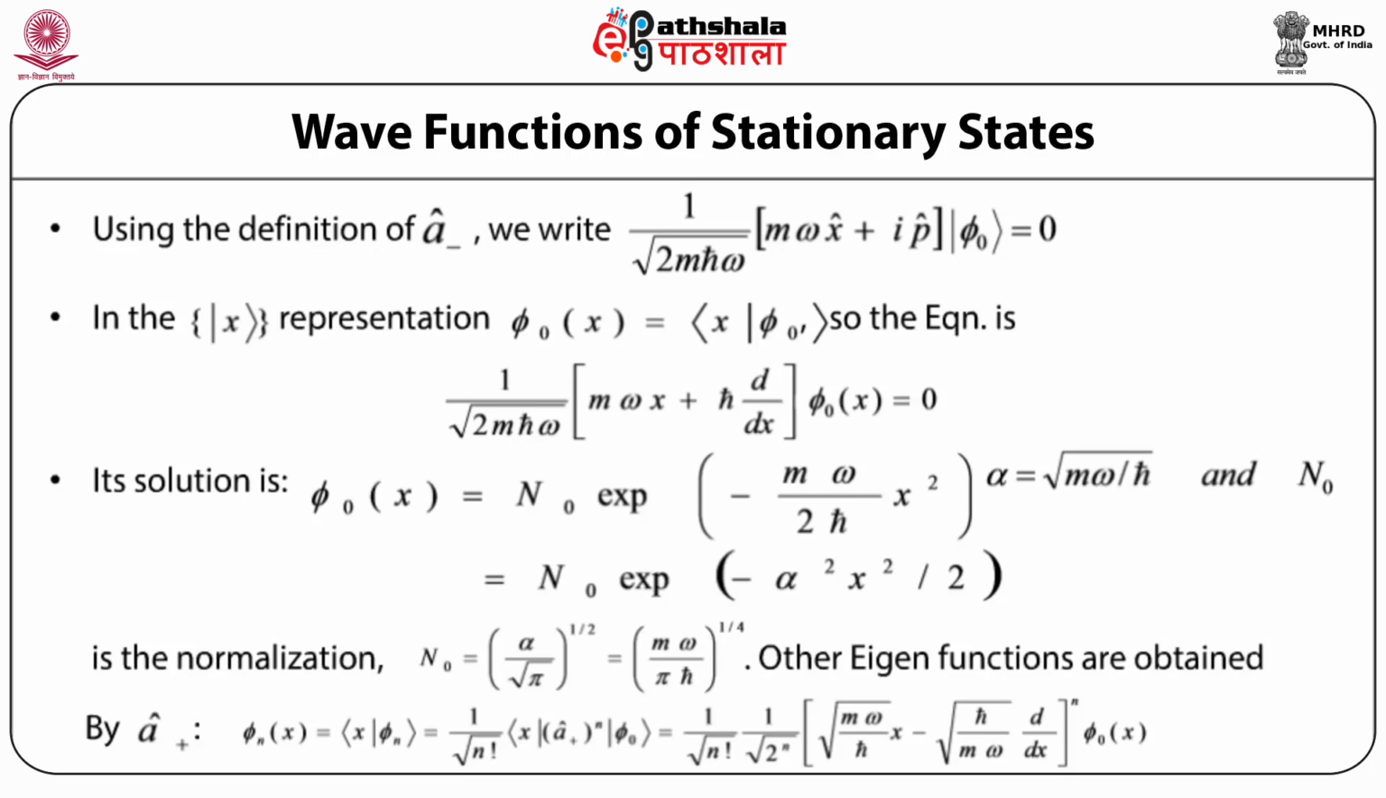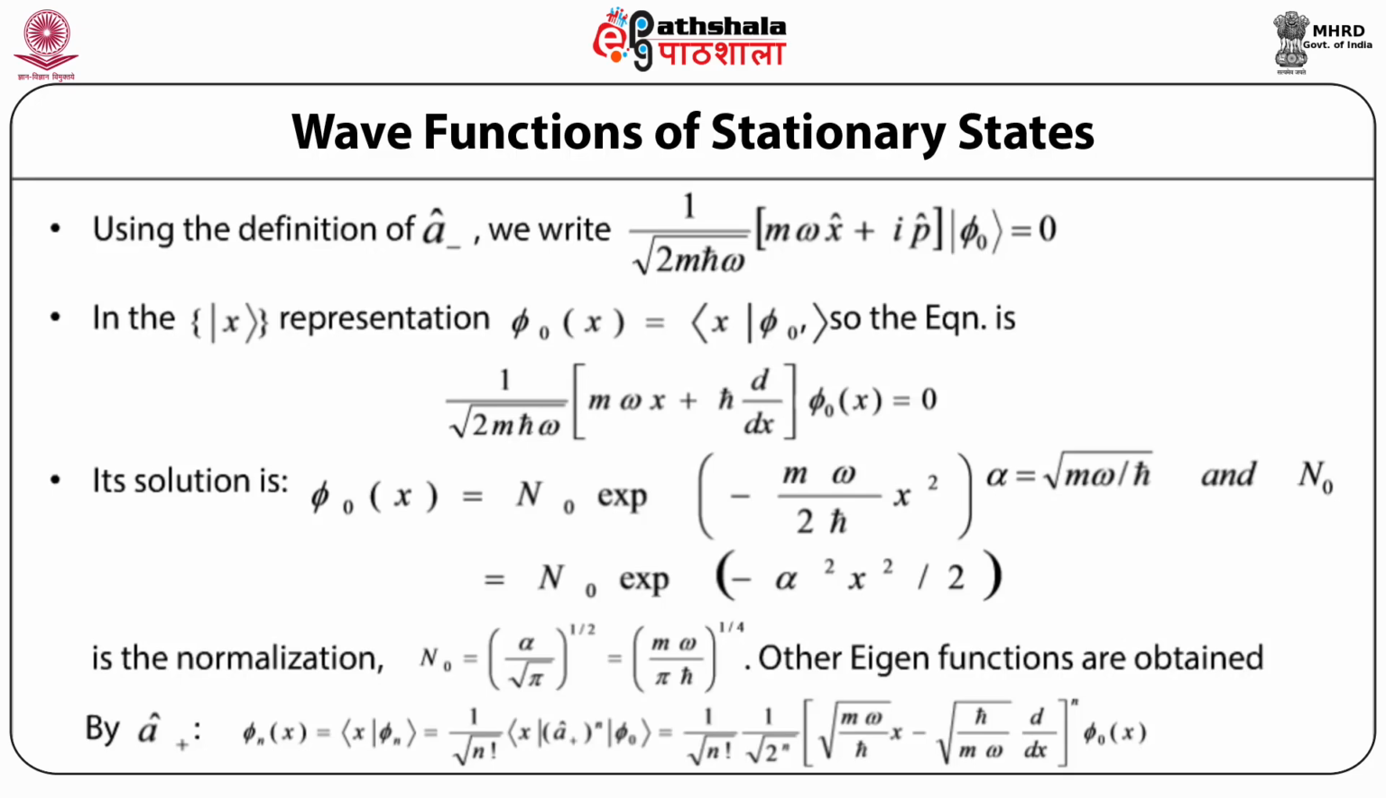The solution for this equation is given by φ₀(x) equal to N₀ times the exponential of (−mω/2ħ) x², and this can further be written as N₀ exp(−α²x²/2), where α is given by √(mω/ħ) and N₀ is the normalization constant, which is given by N₀ equal to (α/√π)^(1/2), and this can further be written as (mω/πħ)^(1/4).